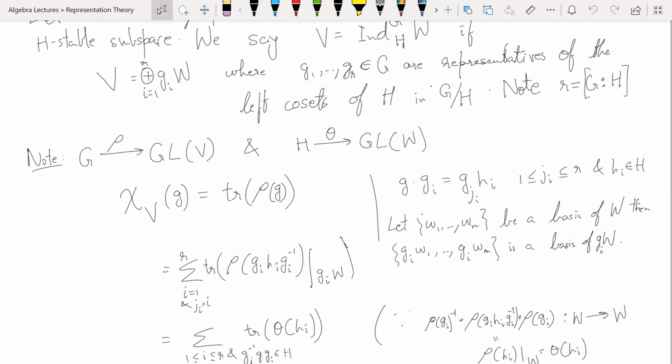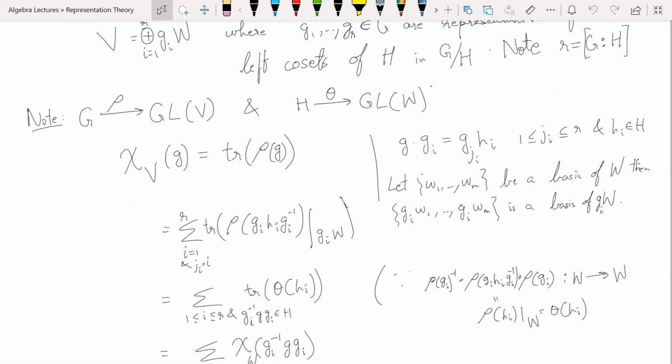So g_i W means rho g_i applied to W, which is going to be some subspace of V. And then it has to be a direct sum decomposition. So they are linearly disjoint, the intersection is 0, and if you add them up, you get the whole of V. So V is the direct sum of these subspaces.